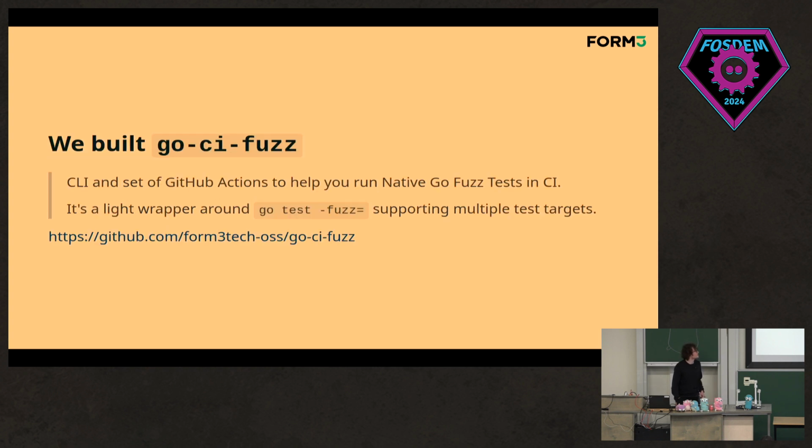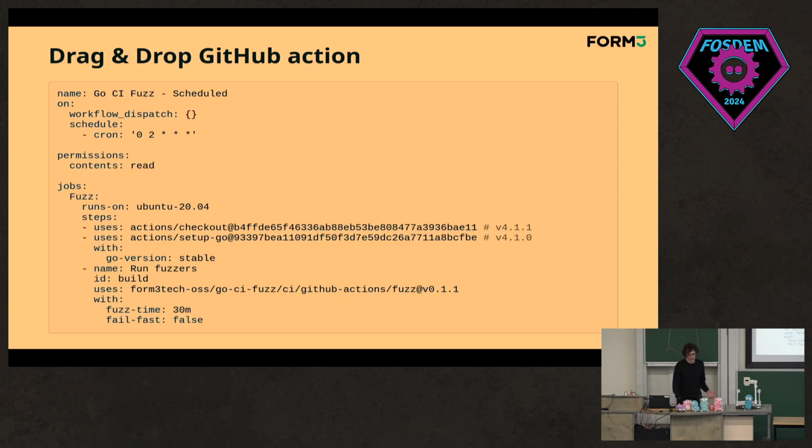So we built Go CI Fuzz, and it's kind of a lightweight wrapper around Go Test Fuzz. And it supports multiple test targets, and it allows you to extract inputs. So if you want to give it a try, there is a link here, and yeah, give it a go. It's basically plug and play, drag and drop. You can use it to run fast tests as part of your pull request workflow, or you run it on a schedule, so like during the night or whenever you want to run this.